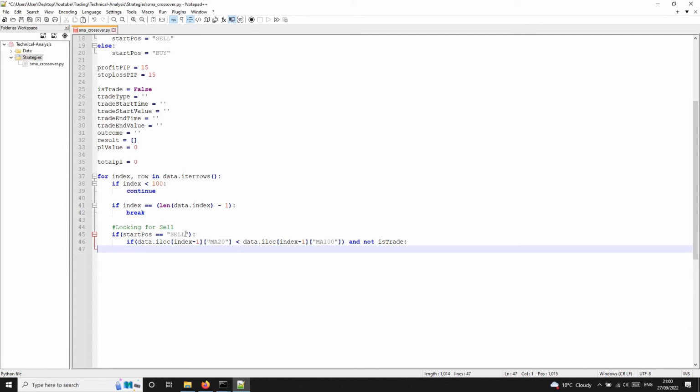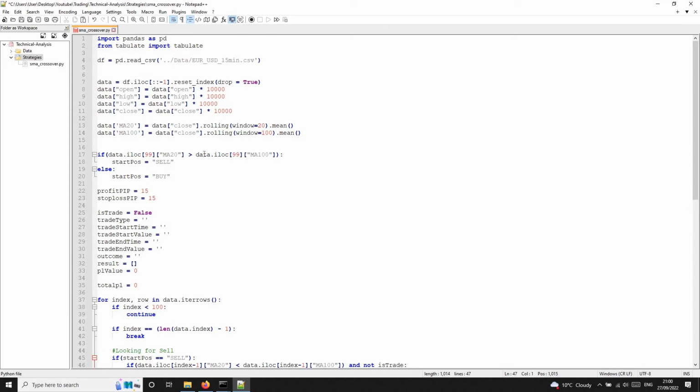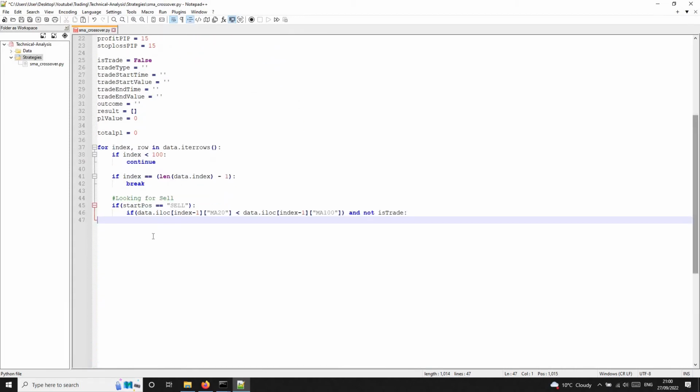If it is a sell position, for the sell position as the starting position, we know that the MA20 is greater than MA100, so it is above, then only can we take the short position. So if the start position is sell, it means right now the MA20 is above MA100.